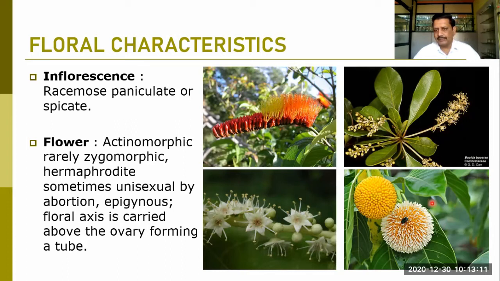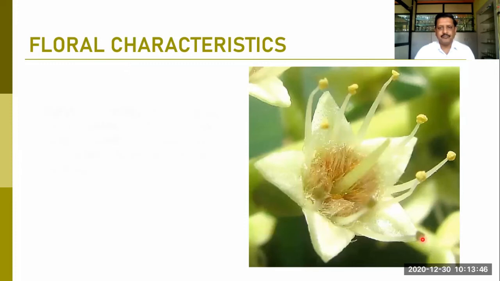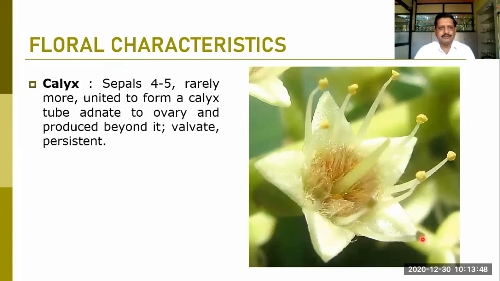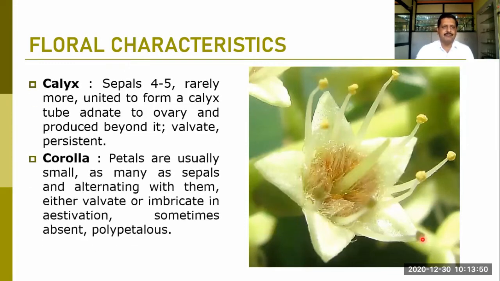This is a common plant in our region, that is kadamba. You might have observed it, and it is the kadamba, Anthocephalus kadamba. Normally in this flower, calyx sepals are 4 to 5, a tetramerous or pentamerous flower.